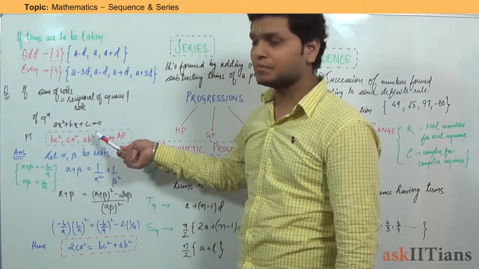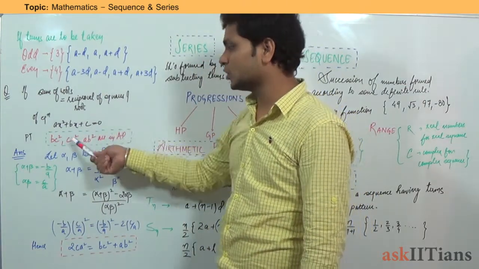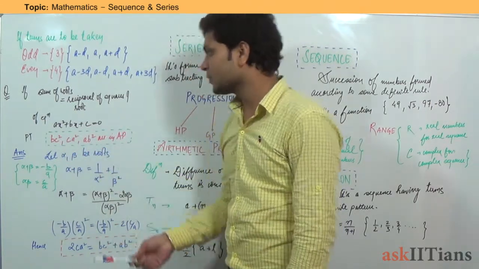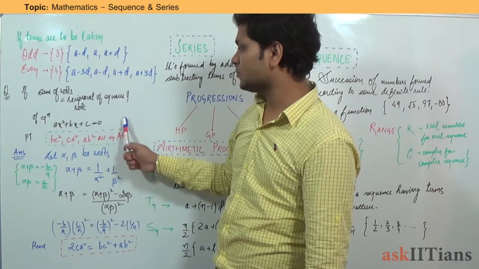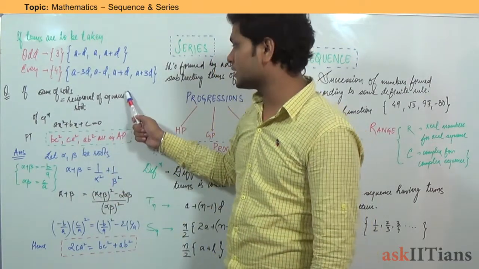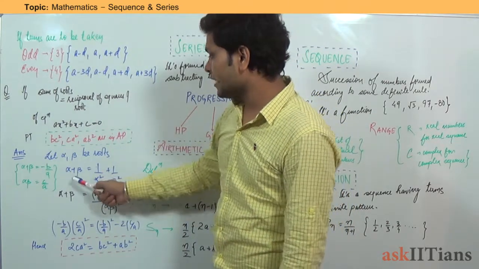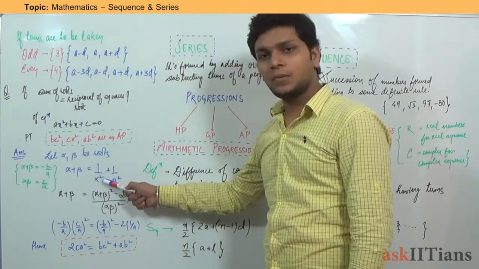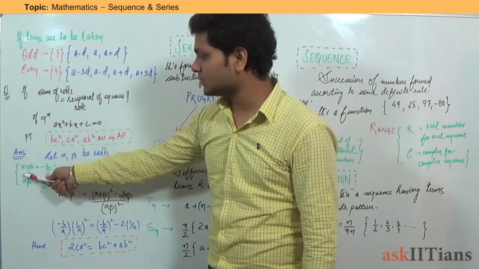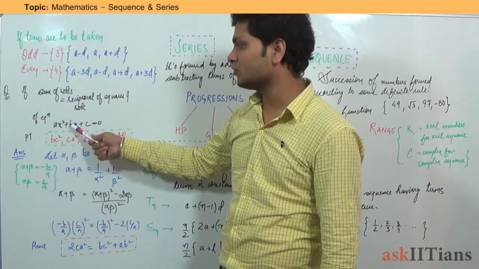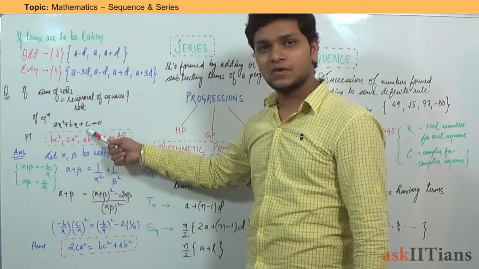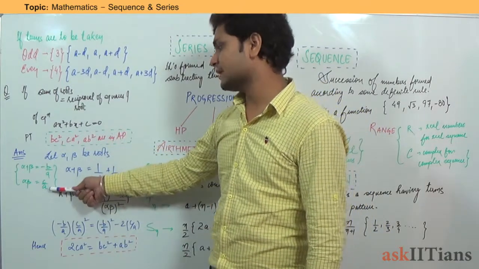So in this problem, we will prove that twice the middle term is equal to the sum of the first term and third term. What we did in this question: suppose the roots of this equation are alpha and beta. According to the condition given in the question, alpha plus beta is equal to 1 upon alpha square plus 1 upon beta square. From the quadratic equation we know that the sum of the roots is minus the coefficient of x upon the coefficient of x square, and the product of the roots is the constant term upon the coefficient of x square.